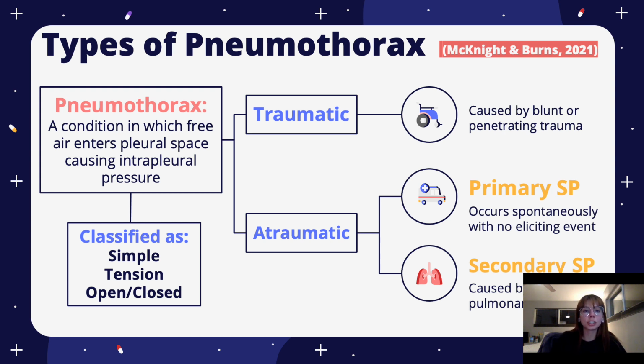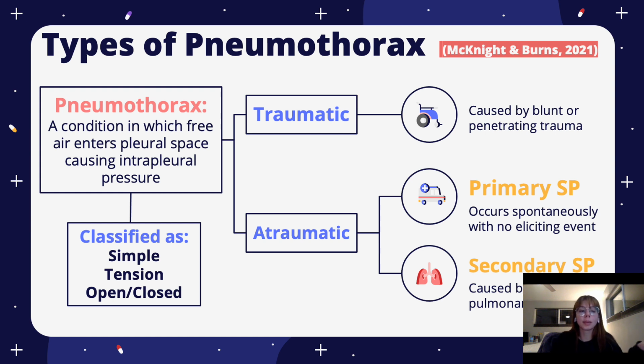Pneumothorax is a condition in which free air enters the pleural space, causing increased intrapleural pressure. There's two main categories: traumatic, which is caused by a blunt or penetrating trauma, and then there's atraumatic, which is either primary spontaneous or secondary spontaneous. Primary means it just kind of happened for no reason and there was no pre-existing lung condition. Secondary is caused by a pre-existing lung condition, usually associated with hyperinflation and blockages from those obstructive lung diseases, and it causes the tissue usually to rupture and leak.